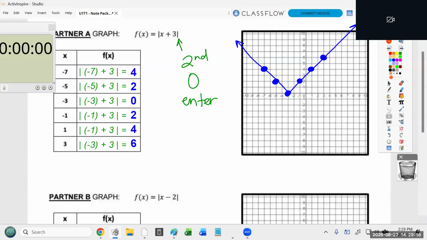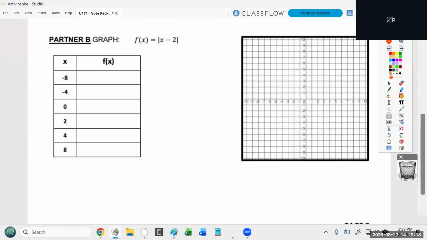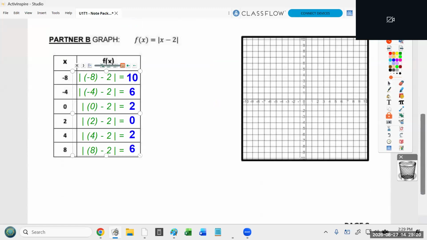All right, so I gave students some time to work ahead of me on this particular problem. If they had gotten the correct values, these are the points they would have ended up with. I'm just going to quickly graph those points. We've got -8, 10, -4, 6, 0, 2, 2, 0. So that's a little weird. We got 0, 2 followed by 2, 0, 4, 2, and then 8, 6. And this is my V.